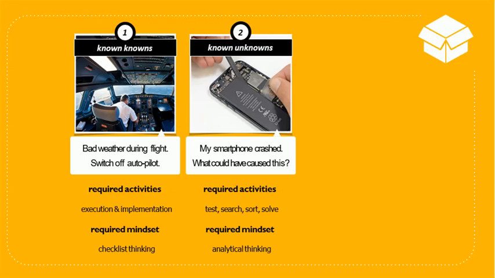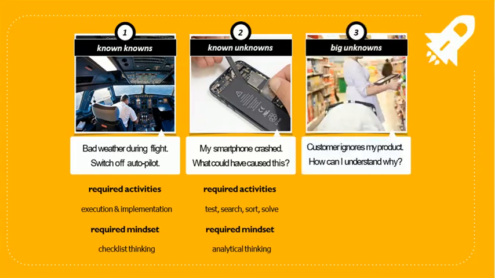So basically when you are going for known unknowns, you just have to work a little, and just think like a pro, or find the solution on Google or YouTube, and you will be able to solve that problem. Number three is the one where we have the blind spots. A customer ignores the product, and how can you understand why it is causing the problem?